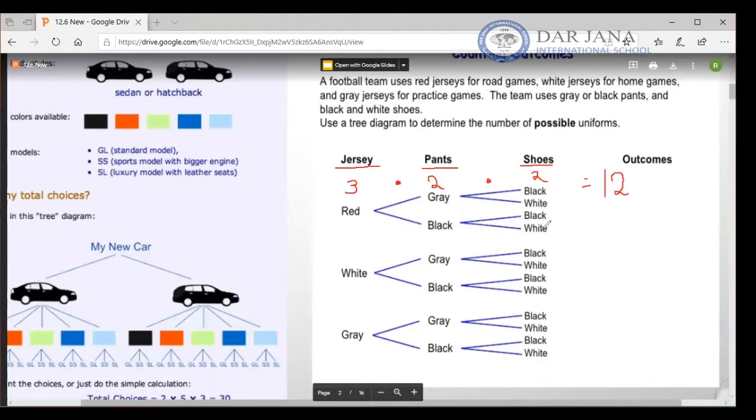Or you can simply count here the last options. It's going to be red, gray, black, or red, gray, white. Red, black, black, or red, black, white. White, gray, black, or white, gray, white. These are your options, which are 12.